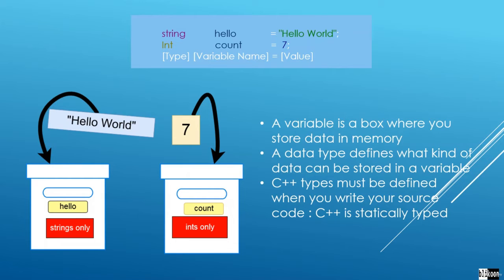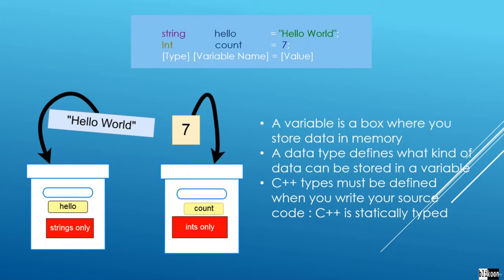And you can see that these storage spaces have a type. This is because C++ is a statically typed language. You have to define the type for the variable. So now that we've done this, a variable is really a box where you store data in memory. The data type defines what kind of data can be stored in that box. And C++ types must be defined before you use them. You see, we define a string hello. You cannot say hello equals hello world. The compiler is not going to know what you are trying to store. So you have to specify the type.